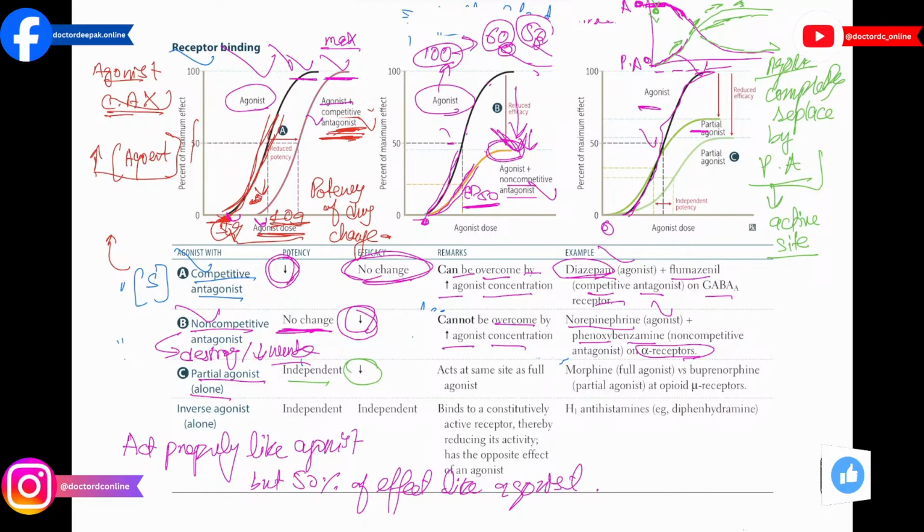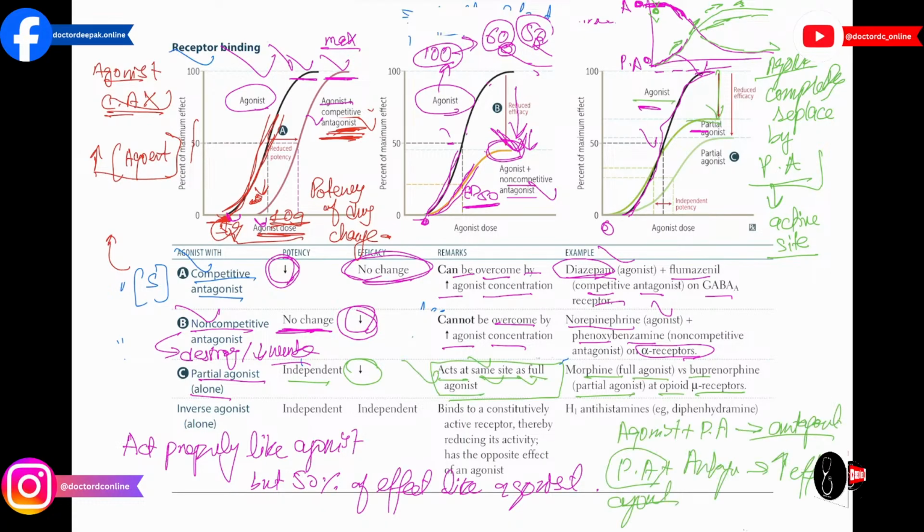But it acts at the same time as the full agonist. And secondly, as I already said, if you are giving agonist and partial agonist at the same time, then the partial agonist can replace all the agonist molecules because they attach to the same site of the receptor. Like morphine is a full agonist, and buprenorphine is a partial agonist at the opioid receptors.